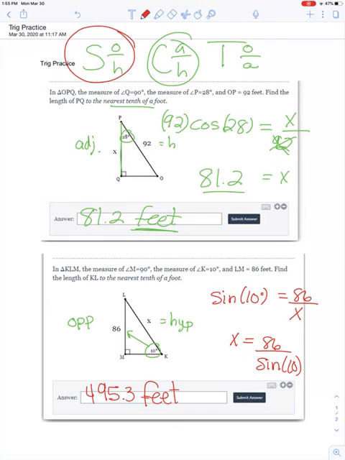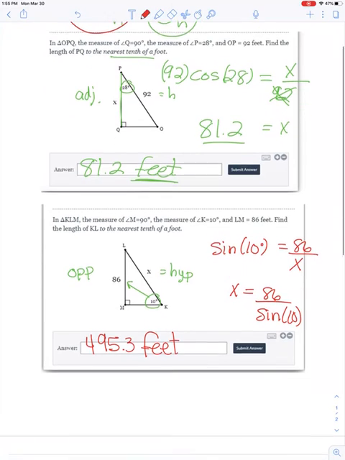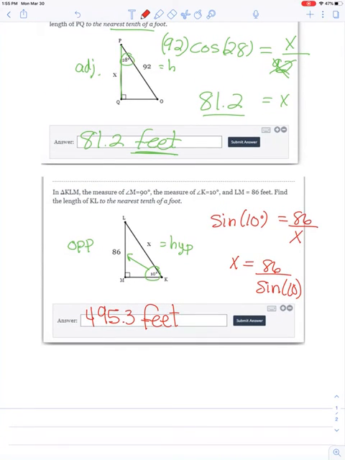So, that seems like a really big number, so I'm going to look at something real quick. If I know that's 10, then I know that's 80. So let's look. This would be adjacent. This is cosine of 80 equals 86 over x. So that would be 86 divided by cosine 80. Okay, that's correct though. Alright, so that's how you would work those out.